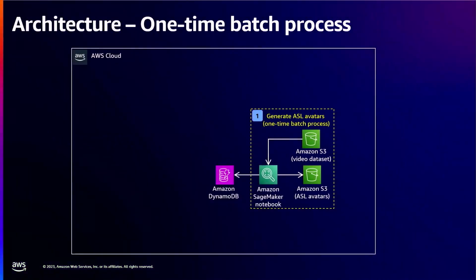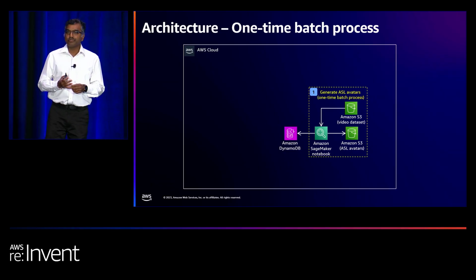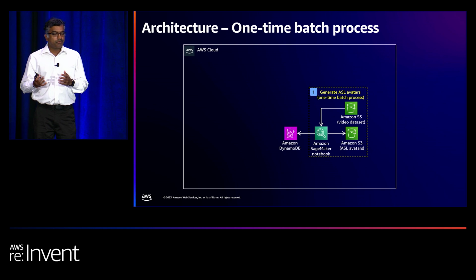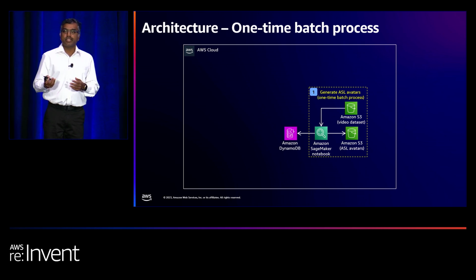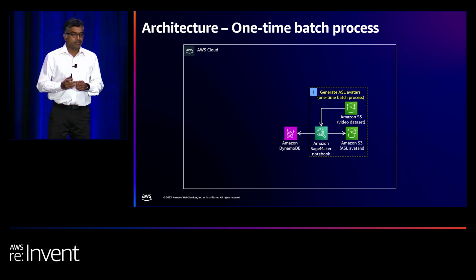Let's look at the architecture behind this. So the architecture consists of 3 parts. Let's look at the first part, the backend batch process. This batch process is going to download the video file from the Boston University website and store that in an S3 bucket. And then it also downloads the metadata file. The metadata file has the start frame, end frame, the sign, the ASL gloss, and the signer.